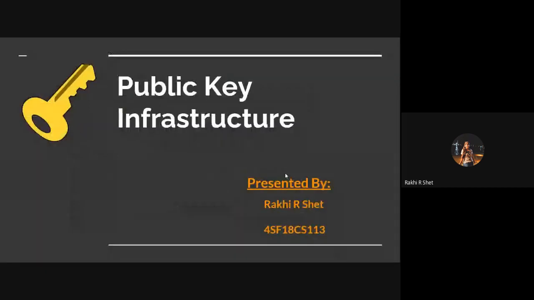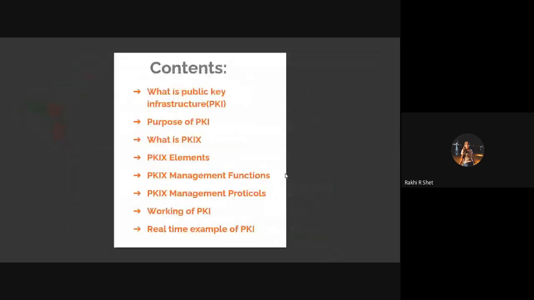Hello. Today we are going to discuss public key infrastructure. The contents we are going to look at are: what is public key infrastructure, purpose of public key infrastructure, what is PKIX and its elements, PKIX management functions, PKIX management protocols, working of PKI, and a real-time example of PKI.